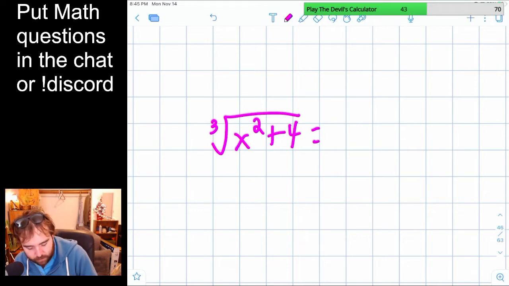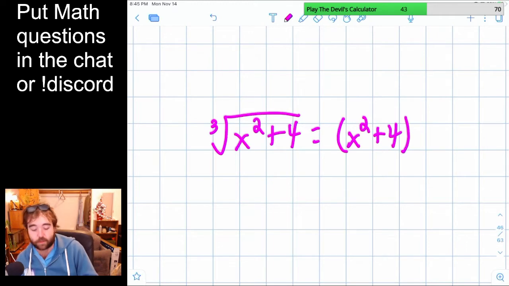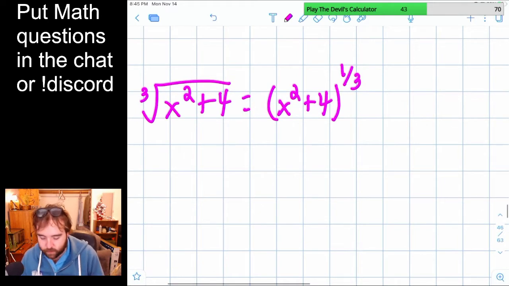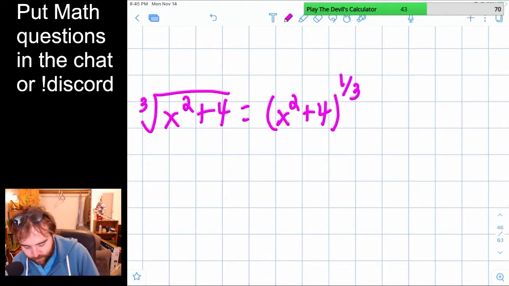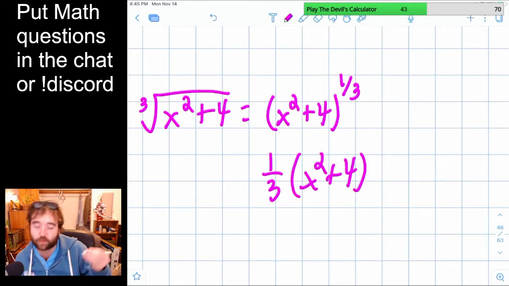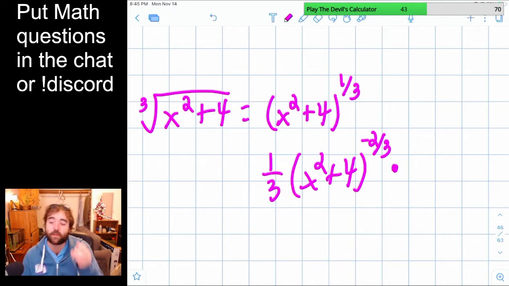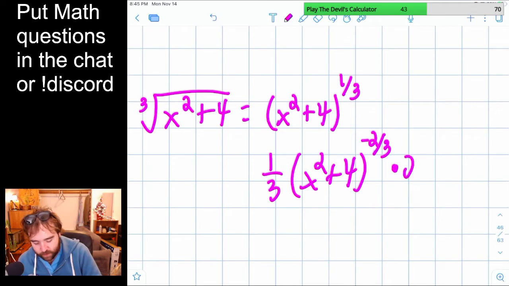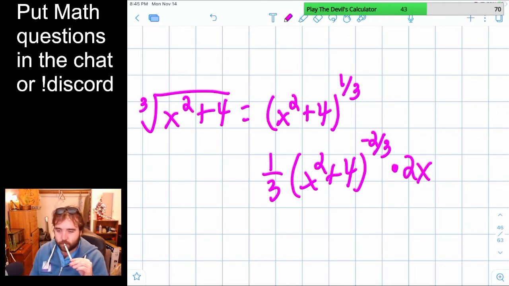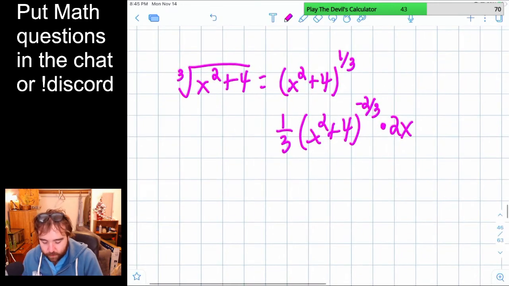Well, you really just want to use power rule. So you want to rewrite this to the 1/3 power. Because then you can just roll with power rule. So power to the front, 1/3, x squared plus 4. Subtract the power by 1, 1/3 minus 1, negative 2/3. But then you've got the inside function. So then you got to multiply by the derivative of x squared plus 4, which is 2x. Beautiful. So that's our derivative.